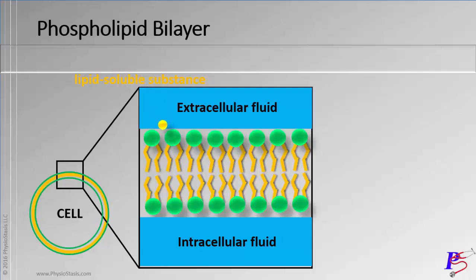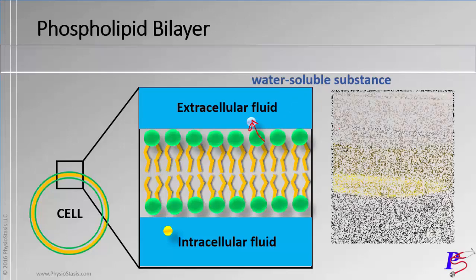It's going to approach the membrane layer, and what it's going to do is push against these water-loving phosphate heads to make space and push its way through and get through to the other side. As opposed to a water-soluble substance that, as it approaches the membrane layer, is going to be repelled by the lipid tails and go up.